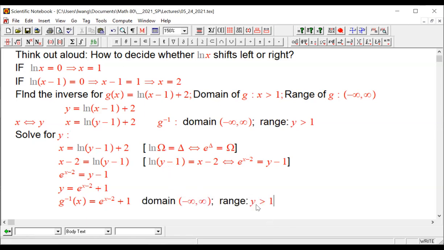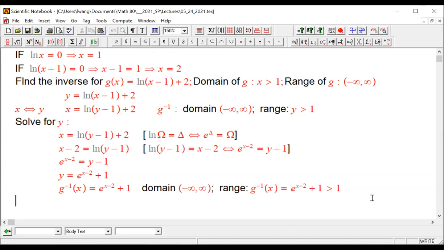The domain of G, of course, is all real numbers, and now you can replace it by that. And it should be agreeable with our knowledge about the domain and range of the exponential function.